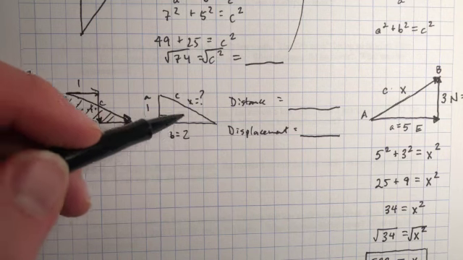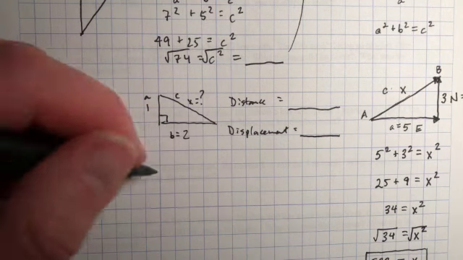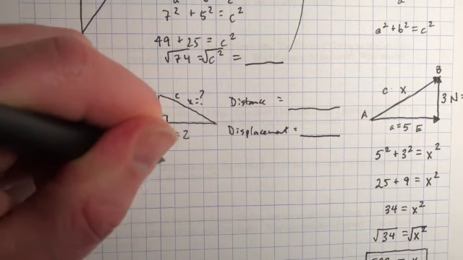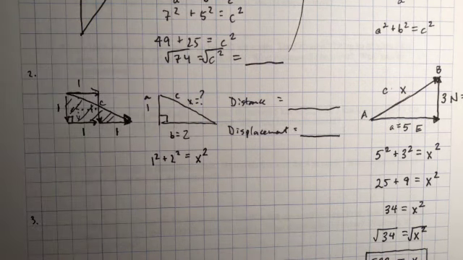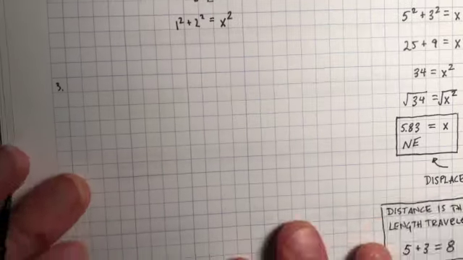For displacement though, that's where we have to use that Pythagorean theorem, and that's going to be 1 squared plus 2 squared equals x squared. And you can go ahead and finish that one off on your own. All right, let's take a look at number 3.